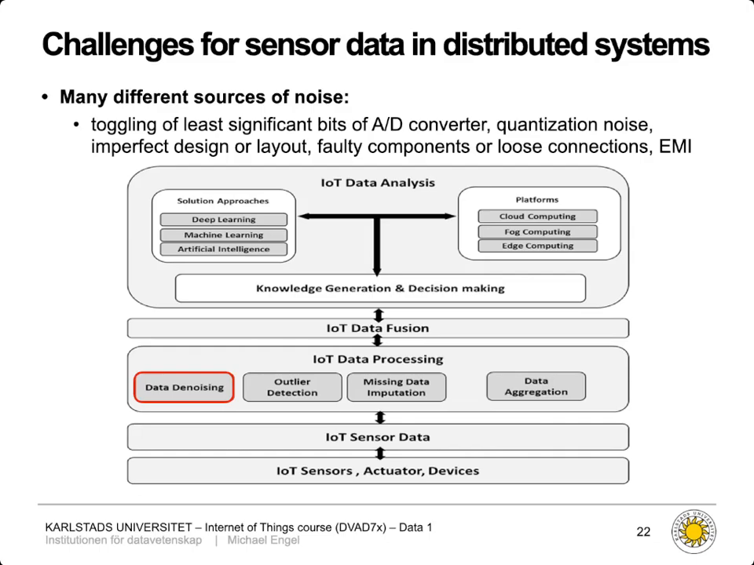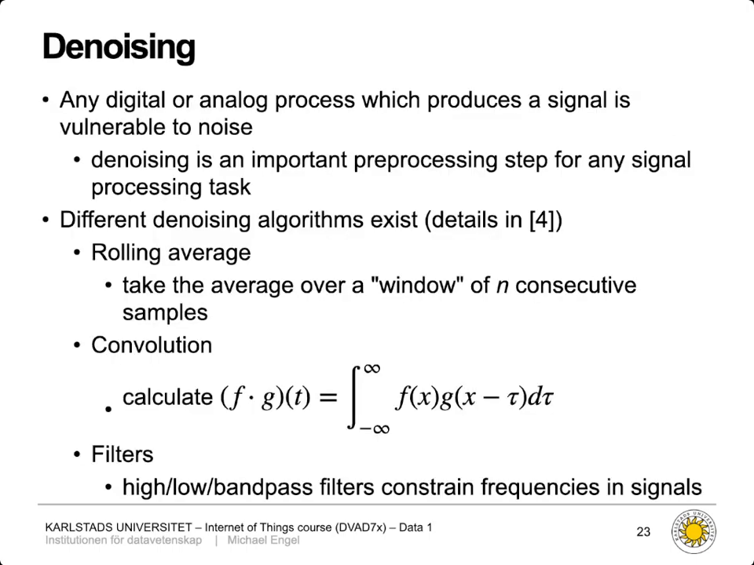And of course, you can have all sorts of circuit problems like imperfect designs, imperfect PCB layouts. You can have a faulty component that's temperature dependent. You can have loose connections like bad soldering, or you can, of course, have electromagnetic interference. So some other signals, radio signals, or whatever, disturbing the signal you're going to measure. All of these are noise. So noise is just a part of the signal that shouldn't be there, but it is there. And the question is how to get rid of it.